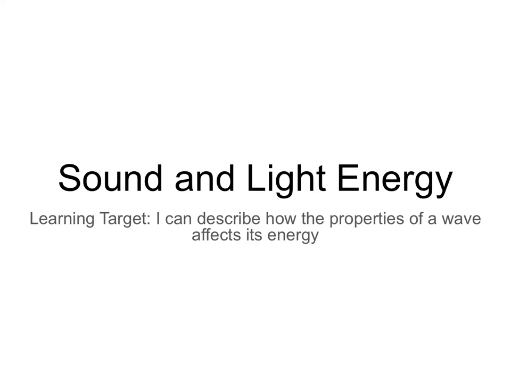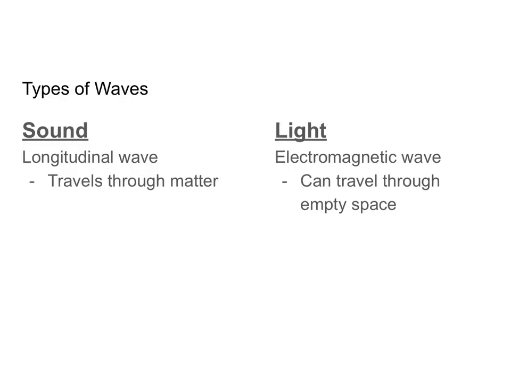This lesson is going to be about sound and light energy, and the learning target is to be able to describe how the properties of a wave affects its energy. The two types of waves we're going to be looking at are sound and light. They're two very different types of waves.